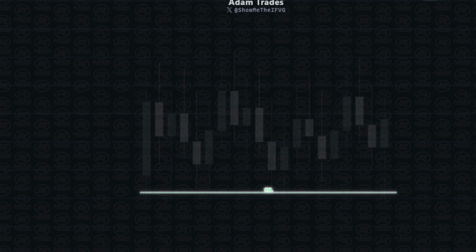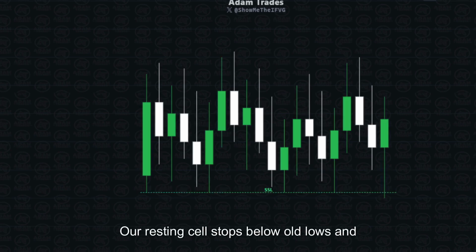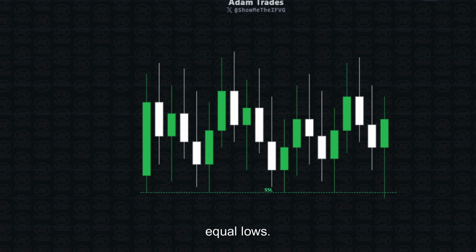Sell-side liquidity are resting sell stops below old lows and equal lows. The algorithm targets these pools to fill orders, so they help guide you on where price is likely being drawn.